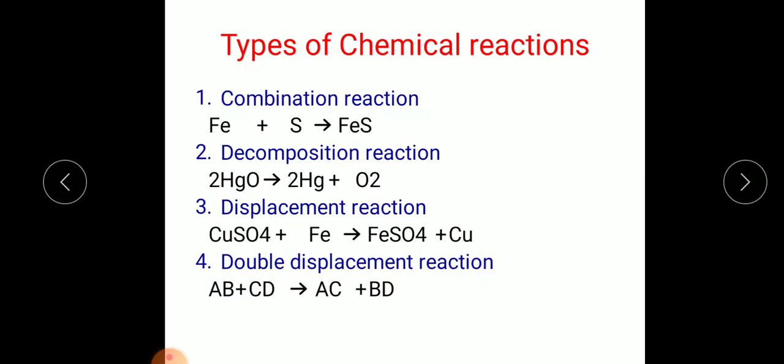Combination reaction means when two reactants combine to give a single product. It's called a combination reaction. Say for example, when iron combines with sulfur, it will form iron sulfide.